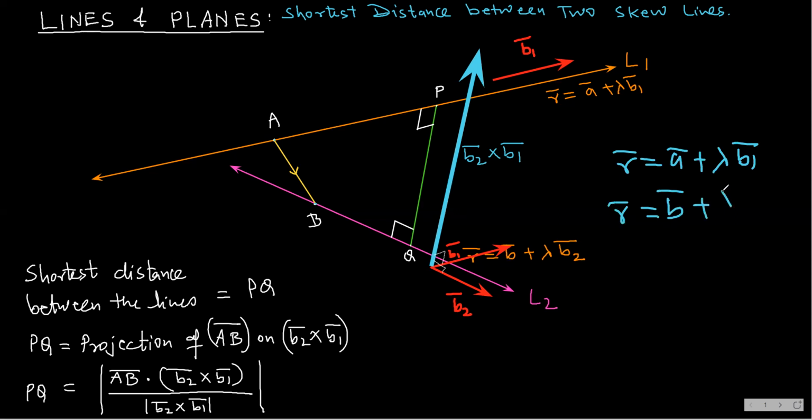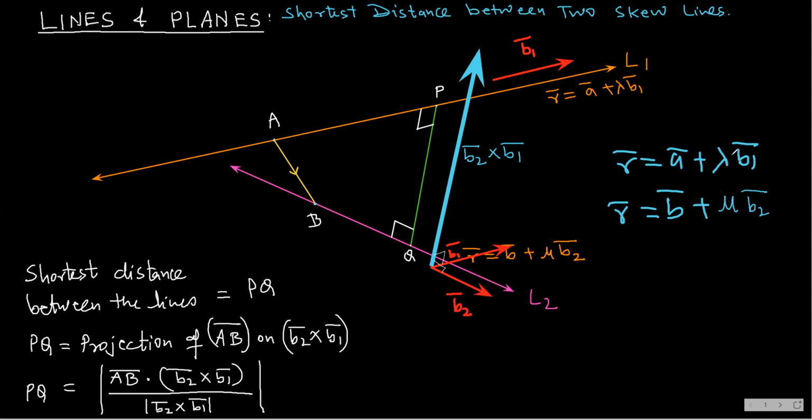B bar plus, okay, it should not have been lambda, because you will not use lambda in both places. In one of these you write lambda, the other you write mu. Okay, so the second line is B bar plus mu B2 bar. Now check this out. R bar is A bar plus lambda B1 bar. R bar is B bar plus mu B2 bar.